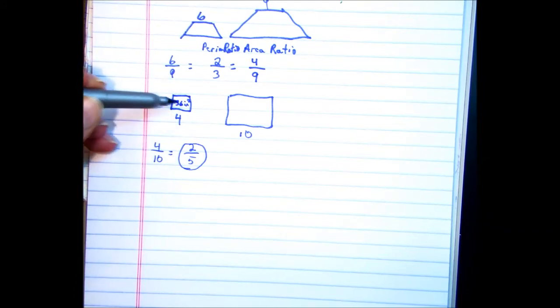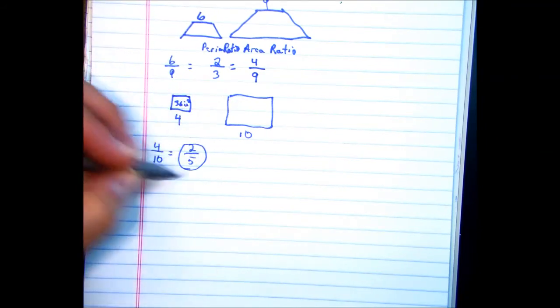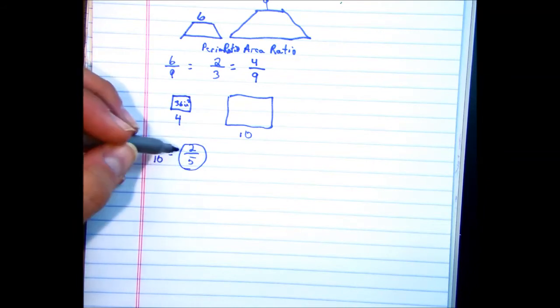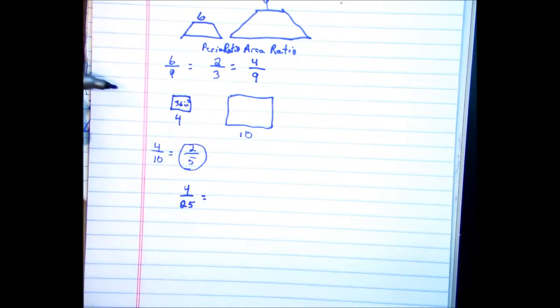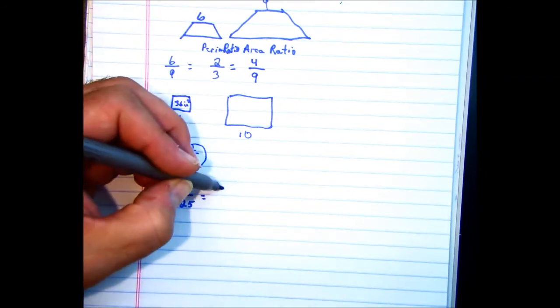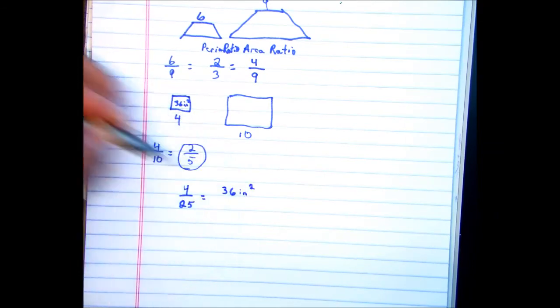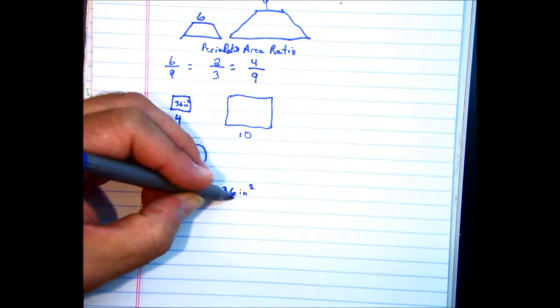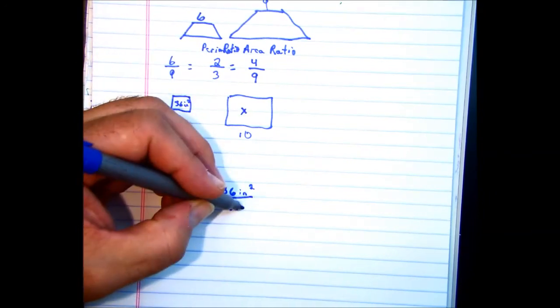So here's the area of the smaller one. I need the area of the larger one. The problem is I need to change this to an area ratio. Many of you have already done that. It would be 4/25. Okay? Notice, this is for the smaller shape. So I would put the area that I was given in the smaller shape. And this would be what I'm missing.